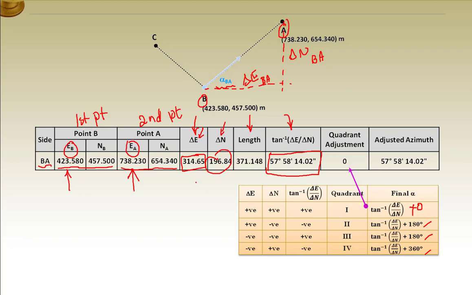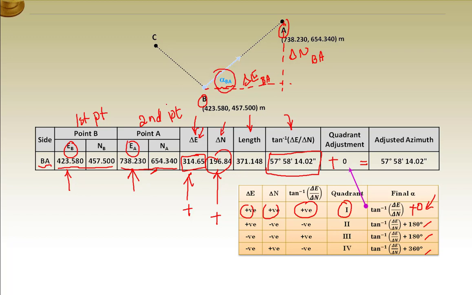Because we have positive in the delta E and positive in the delta N, which is the first case, the tan inverse will give you a positive value, that means you are in quadrant 1. In quadrant 1, we do not add any adjustments to the tan inverse result. So we add a 0, and this will equal 57 degrees, 58 minutes, and 14.02 seconds. What is this? This is the azimuth alpha BA. So now alpha BA is here.